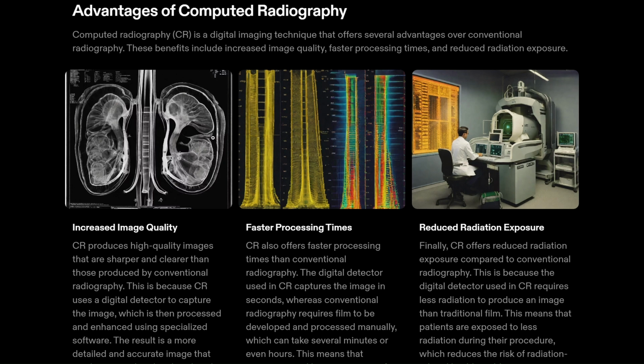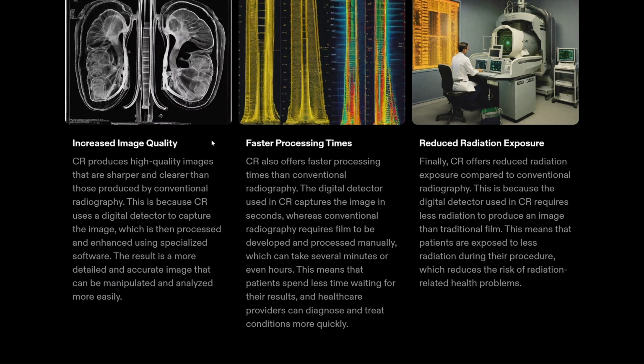First one is increased image quality. Computer radiography produces high quality images that are sharper and clearer than those produced by conventional radiography. This is because CR uses a digital detector to capture the image, which is then processed and enhanced using specialized software. This results in a more accurate image that can be manipulated and analyzed more easily.